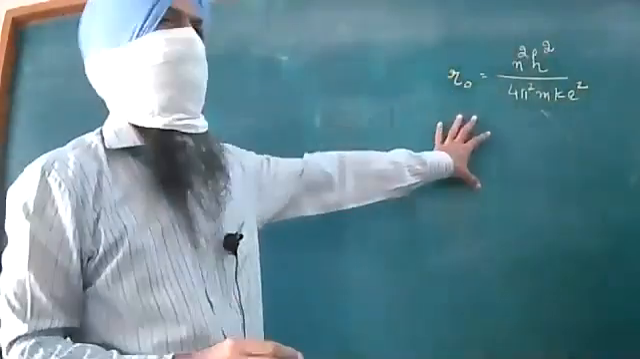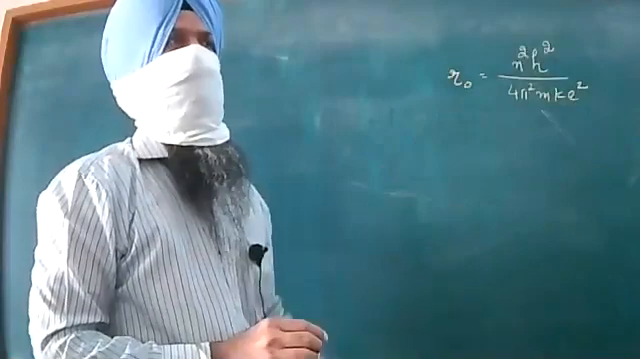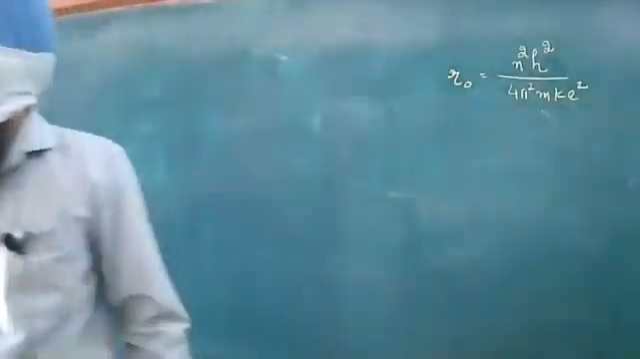Please beta check it, is it there or not? Radius we have calculated last time. I hope that radius must be 4 pi square. It is there, beta. It is there.